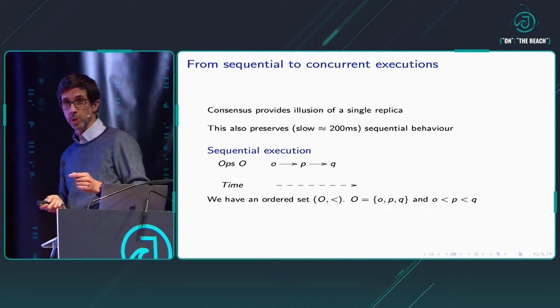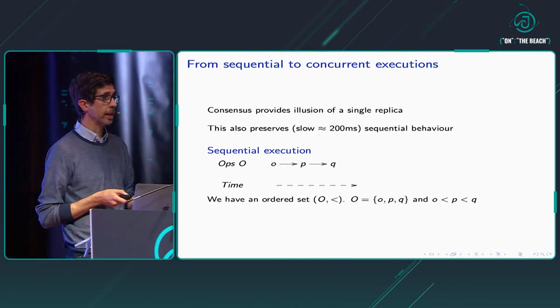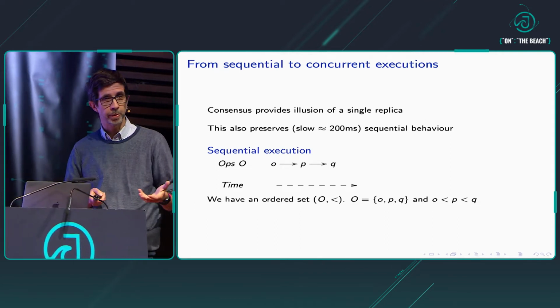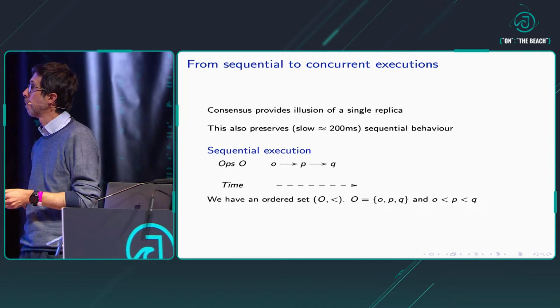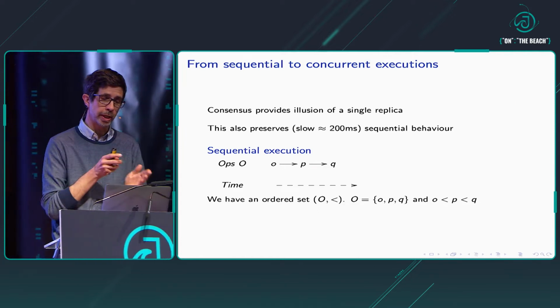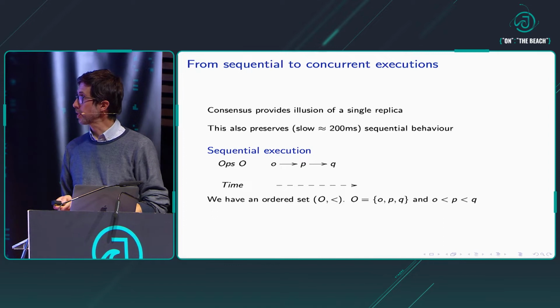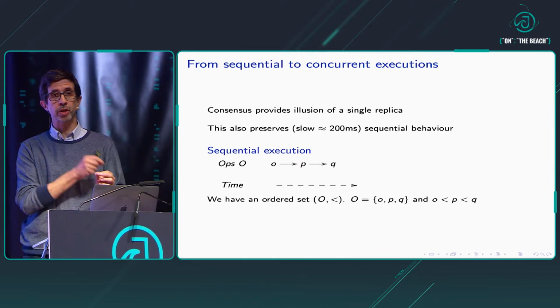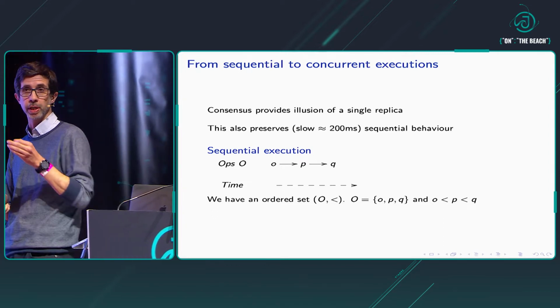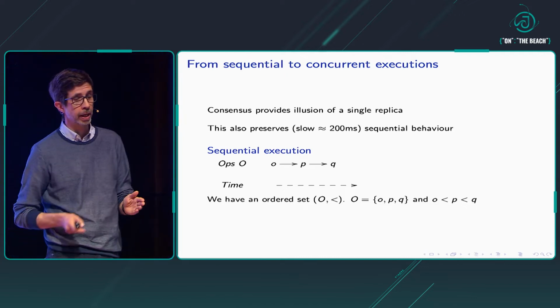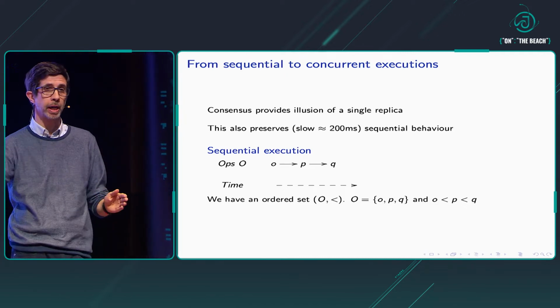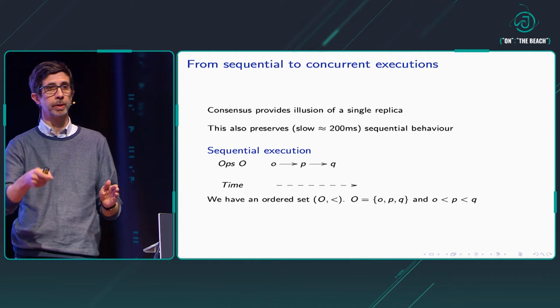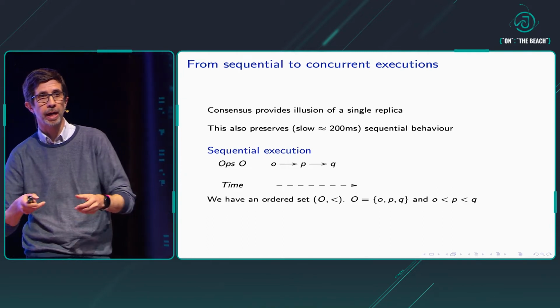So CRDTs will help you work in the high availability sphere of the equation. But first, let's see how we can get there. So first step is to look at a sequential execution. So if you are running a consensus protocol, you are kind of simulating with state machine replication that you have a single replica that you are acting on.